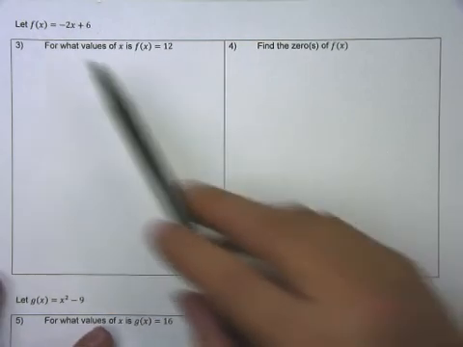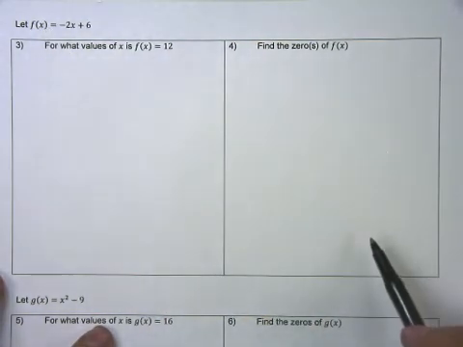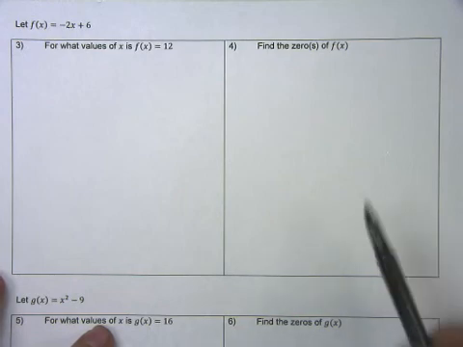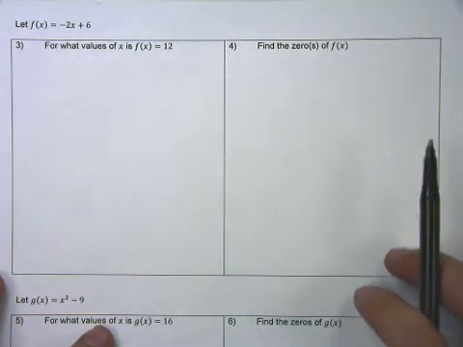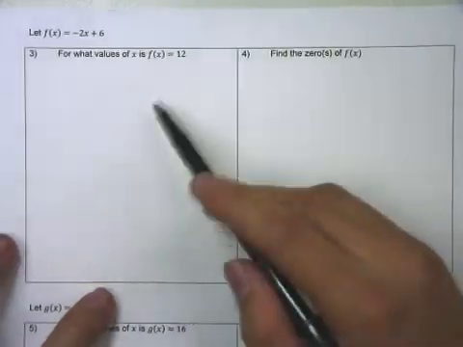So if we have this function, f of x is equal to negative 2x plus 6, we're going to talk about how to find the zeros of that function. Before we get there, let's actually go back to a problem that we kind of already know about. Let's look at number 3.